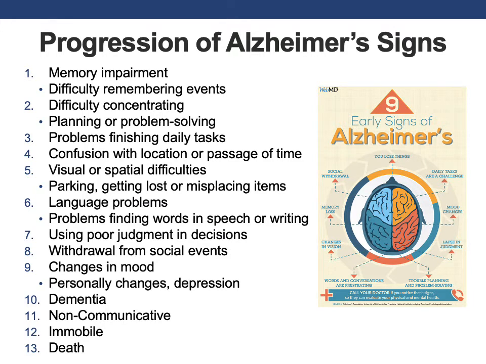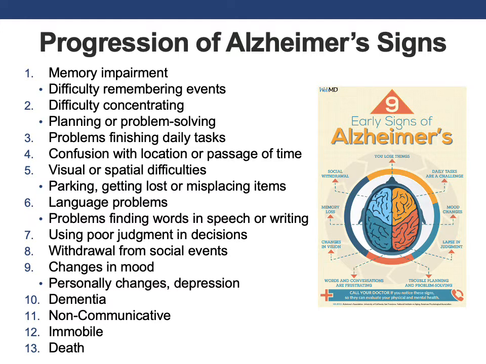Number 10 is dementia, and that is really the advanced stage of this condition. Dementia means that they have lost pretty much all short-term memory, all long-term memory. They really have no clue of who you are, who the caregivers are, where they are, why they are there, and it's really a very difficult time for them.